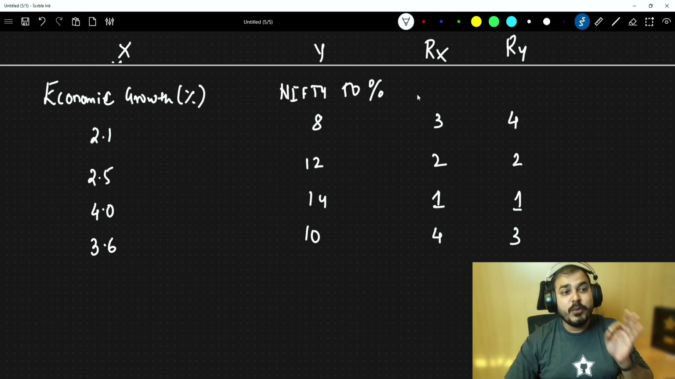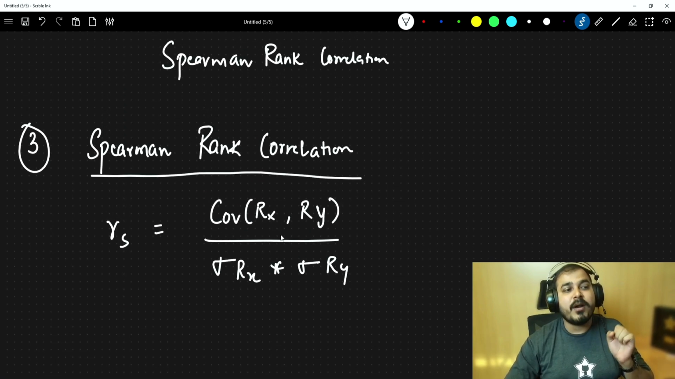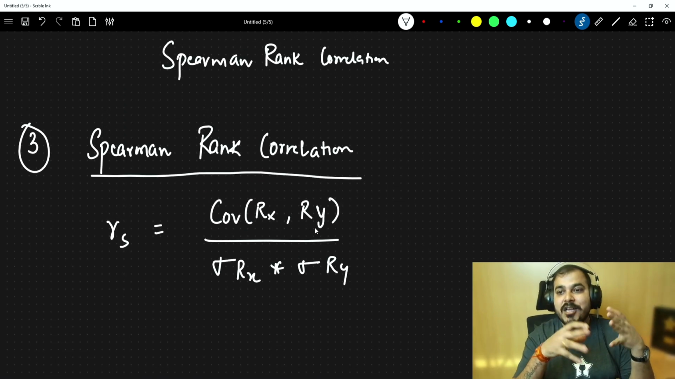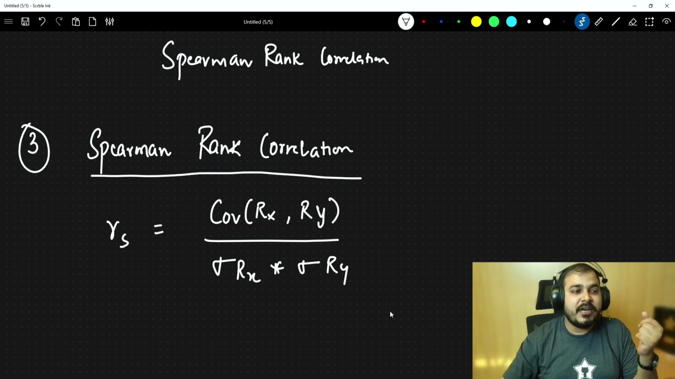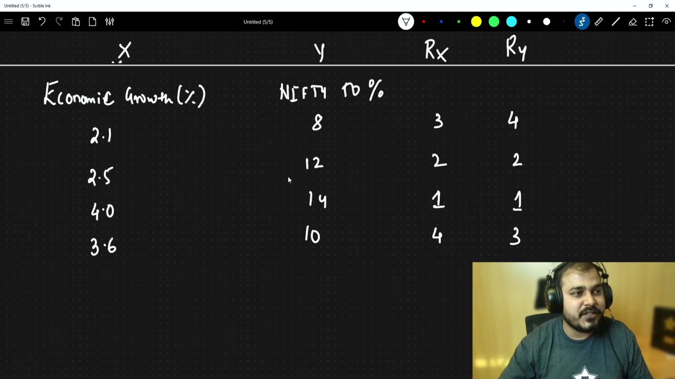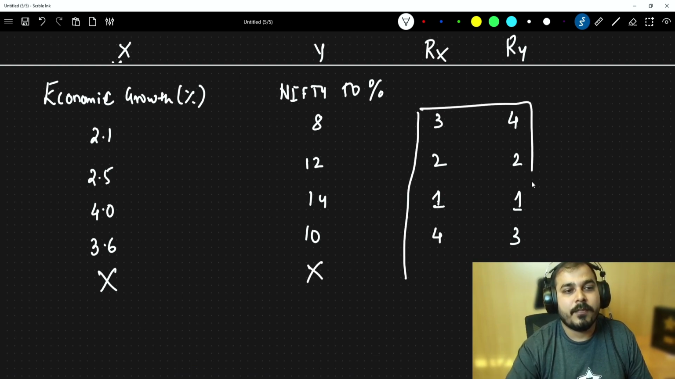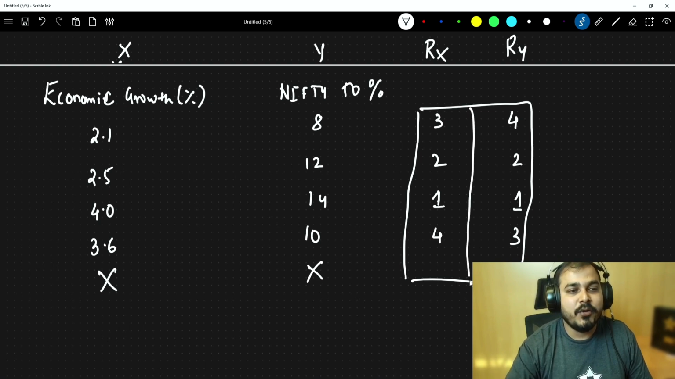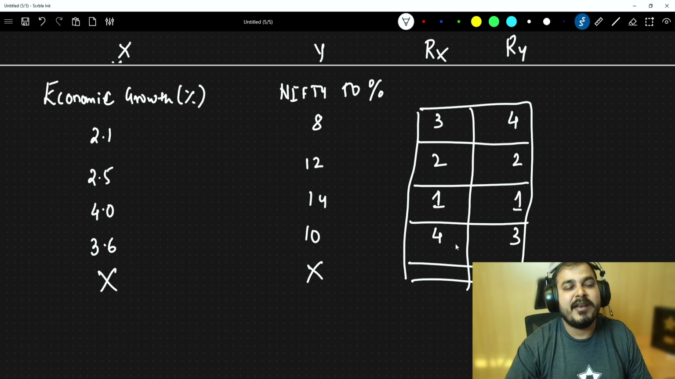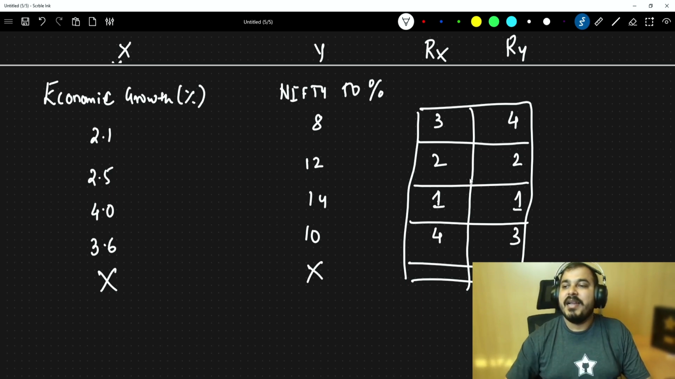Now I'm going to take these rank values and find the covariance and standard deviation. I'm not going to consider these two original features. Instead, my new data set will be this one. Now I will go ahead and apply my Spearman rank correlation formula with this data.